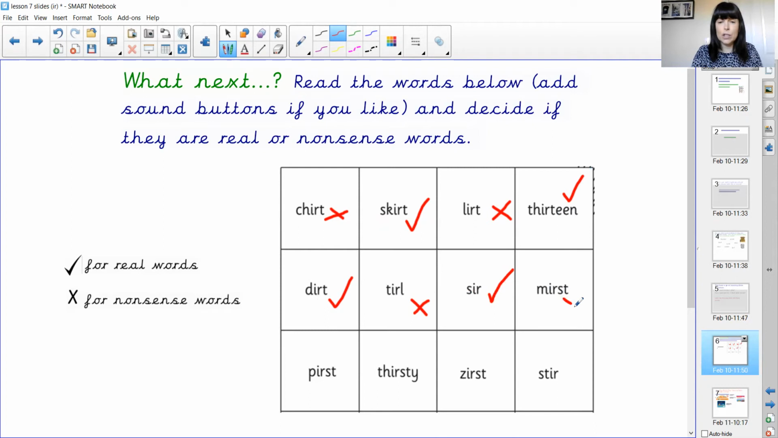Merst, no, that's not a real word. A similar one here, pursed, no, that's not a real word. We've got e, remember that Y makes the E sound at the end of a word. Oh, I nearly put a cross, but that's a tick, of course, isn't it? And then we've got no, that's a nonsense word. And then the last one, stir. Well done to you if you got all of those right.